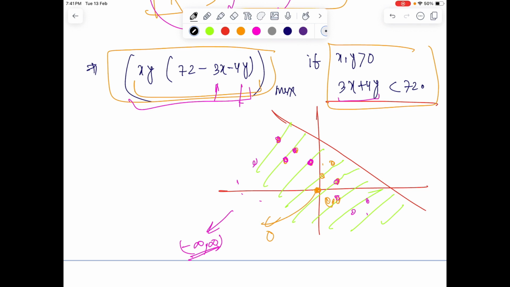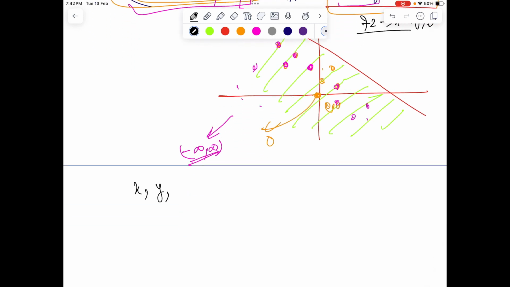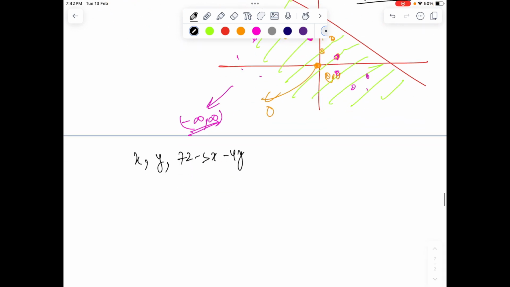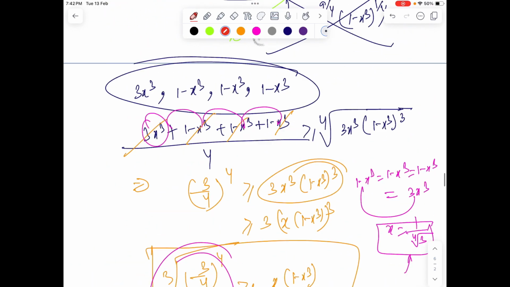And here is a hint. The hint is coming strictly from this boundary condition. All hints of AM-GM inequality will come from the restrictions on the object. Since xy is positive and 72 − 3x − 4y is also positive, it's a clear case of AM-GM inequality, because x, y and this quantity are given as non-negative. Now if someone blindly applies it on x, y and 72 − 3x − 4y, there is no hope, because they will not add up to a constant, right?